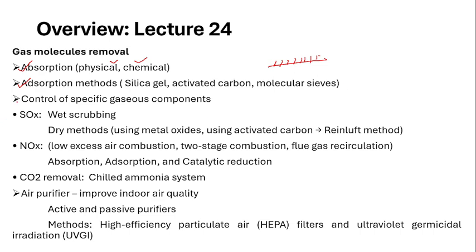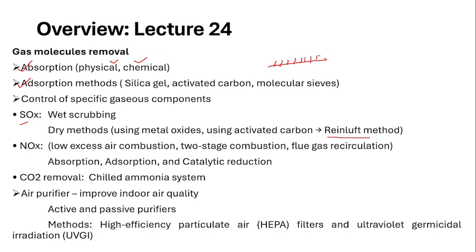Okay. Next is the control of specific gaseous components. Major gaseous air pollutants are the SOx, NOx, and carbon dioxide. The SOx can be removed by wet scrubbing using any of these methods. And the dry methods include using metal oxides and using activated carbon. When activated carbon is used for this SO2 removal, this method is called the Reinluft method.